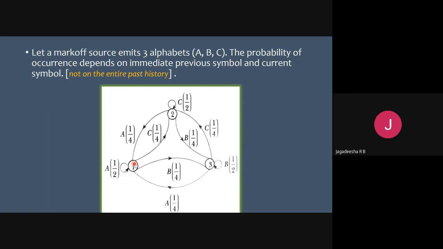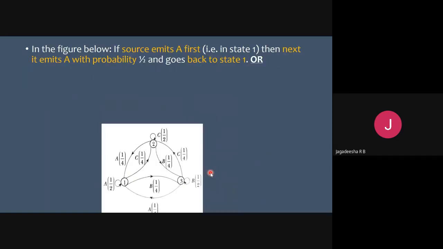Or from state 1, it would emit C with probability of 1 by 4 and reach state 2. Or from state 1, it would emit B with the probability of 1 by 4 and it would reach state 3. Similarly, the concept applies to every state. Okay, more details here.